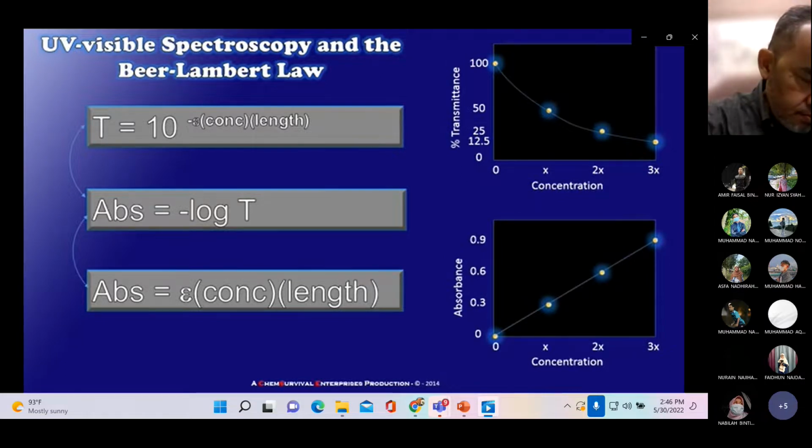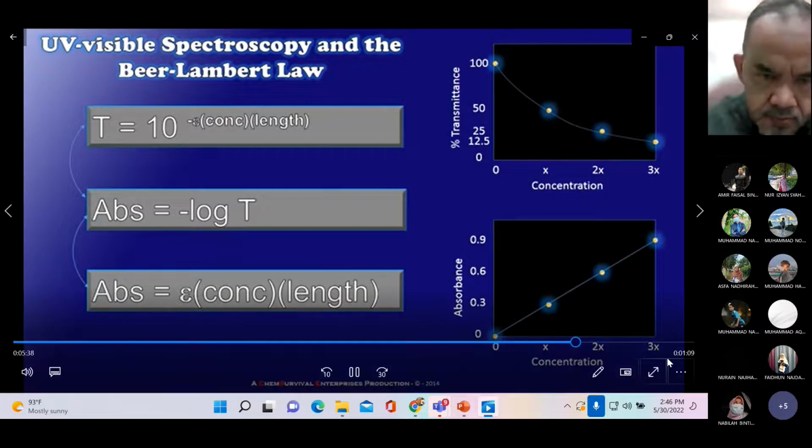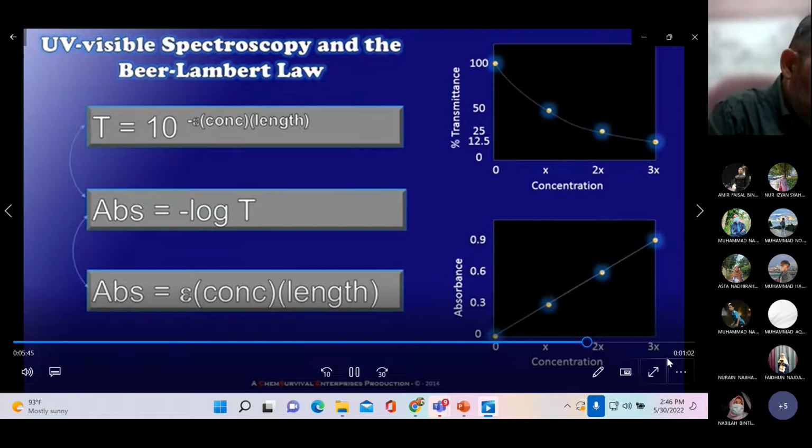Not to mention, it's much easier to predict the exact absorbance by either extrapolating or interpolating within the data set that I've collected. This is the utility of the Beer-Lambert law, and the reason why we convert percent transmittance into absorbance so often when conducting UV visible spectroscopy.